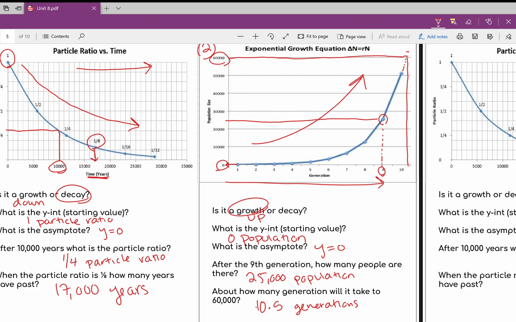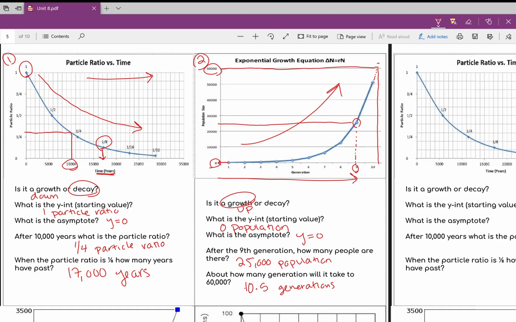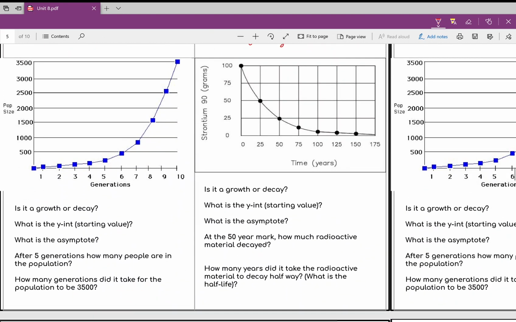Okay. So now you're working on number 3. This one's number 3. Okay, let's go over the answers to number 3. First it says, is it a growth or a decay? So remember, we look from left to right and we notice that this graph is going up. So since it's going up, we know it's a growth.